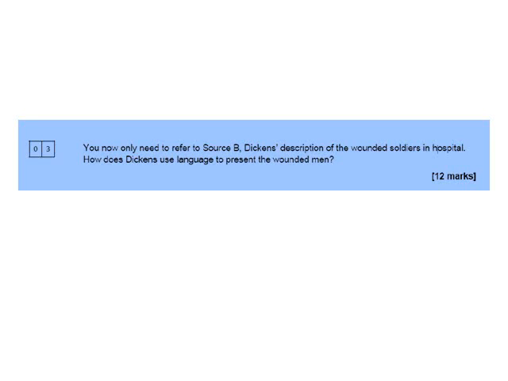So now turn to the question paper. We'll begin by reading the question itself, and you need a highlighter to do this effectively. Pause the video if you need to get one. You now need to refer to Source B, Dickens's description of the wounded soldiers in hospital. How does Dickens use language to present the wounded men? And this is for 12 marks.